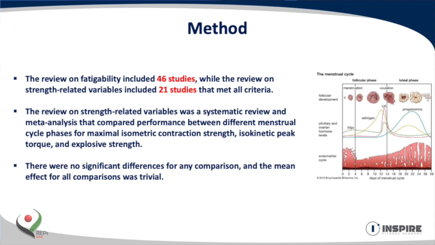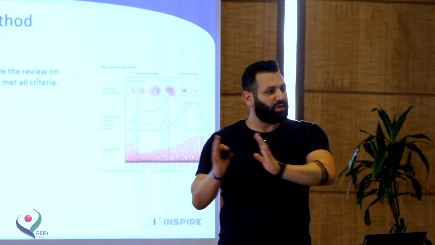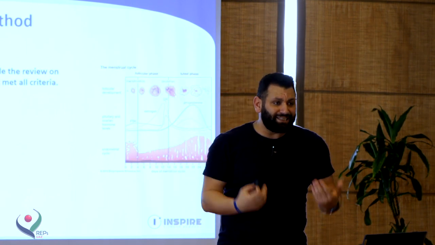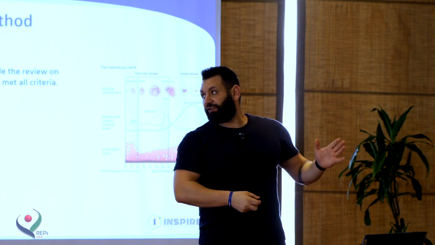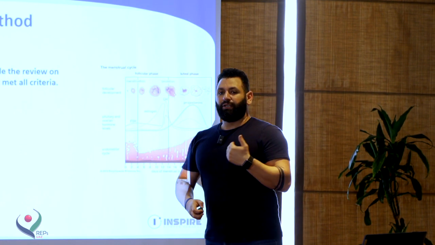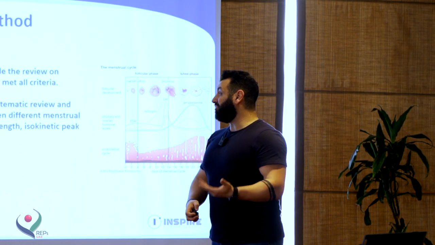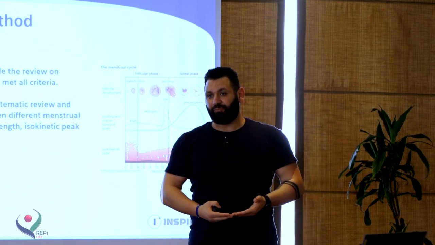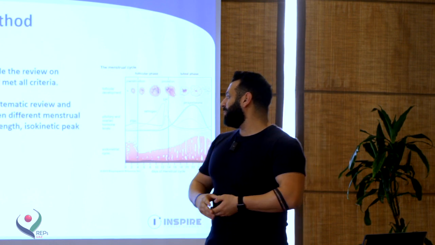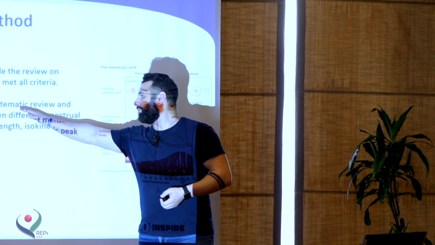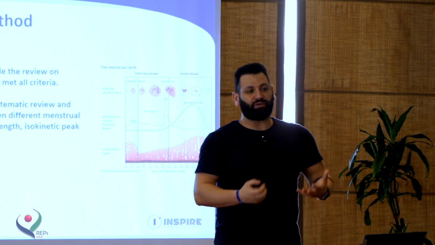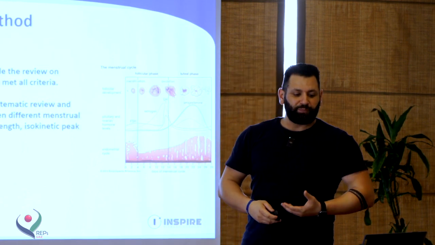So hundreds of articles, just keeping 46, through a systematic process. That's why it's called a systematic review. So they did the filtering, and now we want to understand the findings. Both were systematic reviews, on the strength-related variables and on fatigability. They're not experiments, not observational; systematic reviews are high-quality evidence.